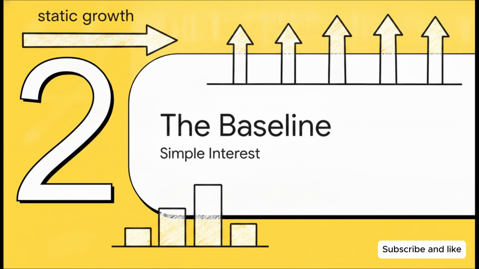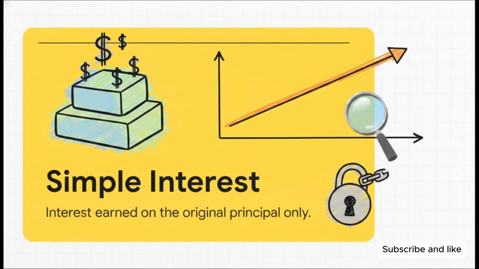Section 2, the baseline. Before we get to the magic, let's quickly look at how simple interest works. So with simple interest, you earn interest on your original principal only. That's it. The foundational math here is completely static, meaning your payout is never going to scale up.